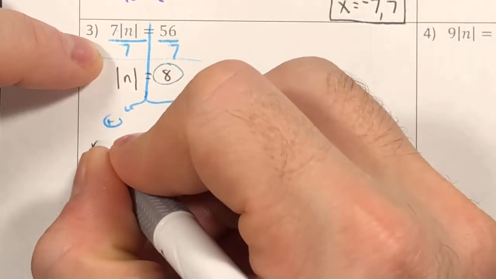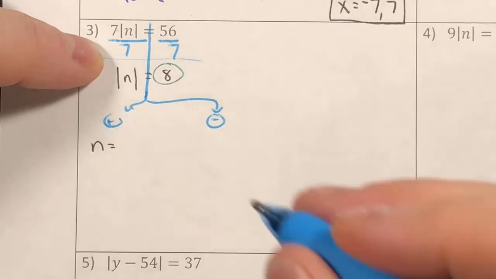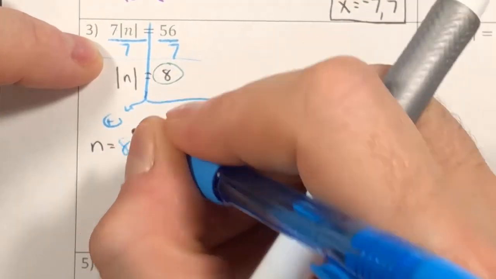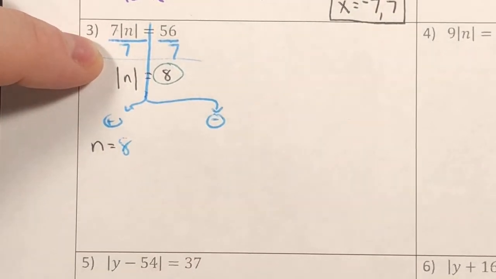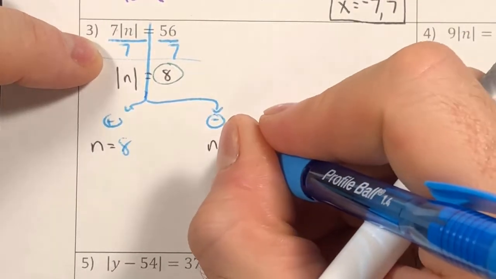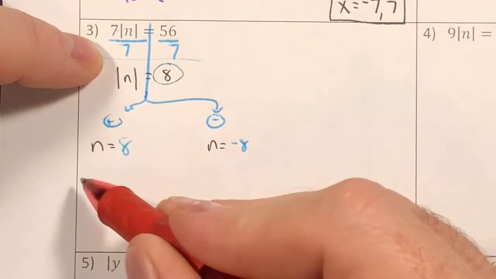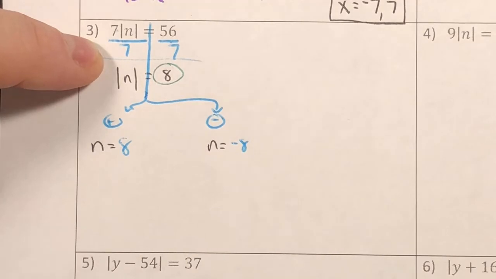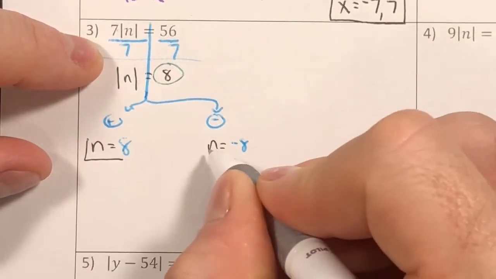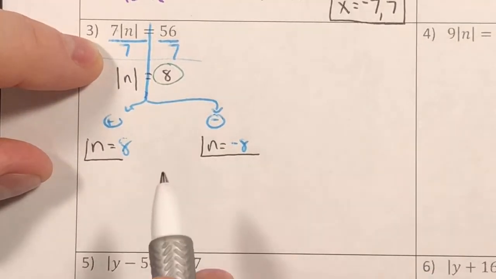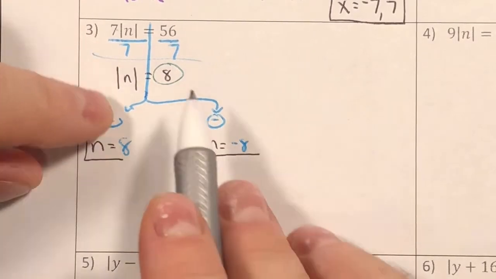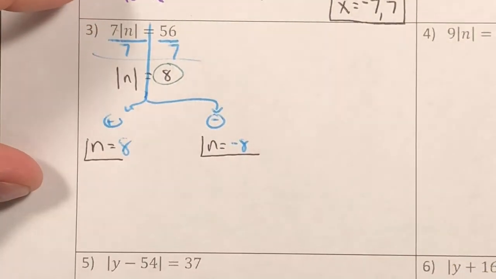So over here I have n is equal to 8 times 1, which is 8. Then over here I have n is equal to 8 times negative 1, which is negative 8. Perfect. And so in this case, I would continue to solve for these, but I don't need to. I have a positive 8 and a negative 8, which means that I'm going to go ahead and check to see if these work in the original equation.